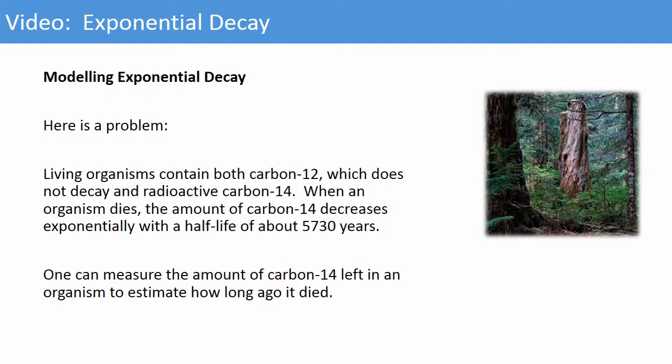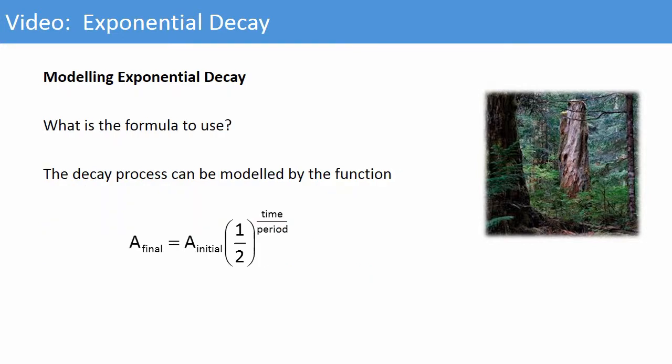Here is a problem. Living organisms contain both carbon-12, which does not decay, and radioactive carbon-14. When an organism dies, the amount of carbon-14 decreases exponentially with a half-life of about 5,730 years. One can measure the amount of carbon-14 left in an organism to estimate how long ago it died. What is the formula to use?